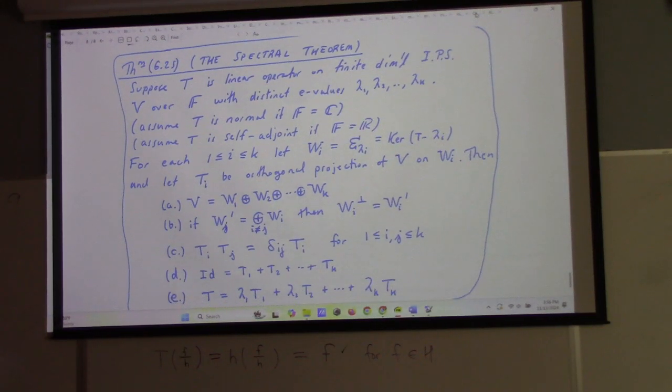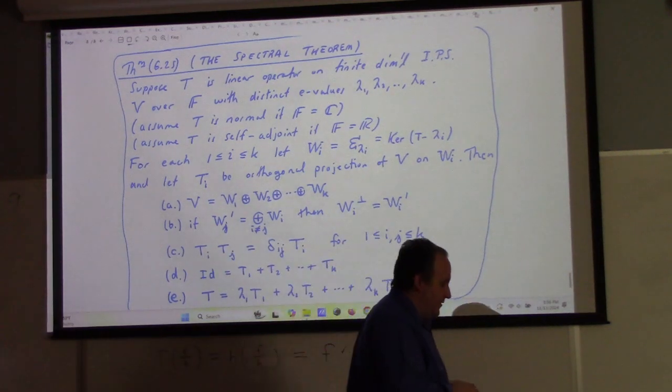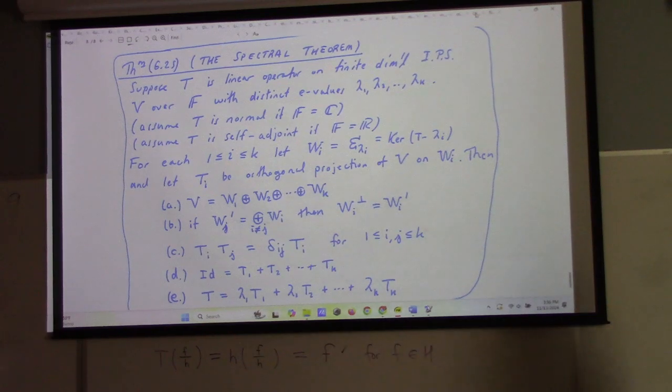So last but not least, the spectral theorem. This is really the last thing I want to tell you guys from the book, I think. We're going to shift over to my notes past this point, all right? But this is the spectral theorem.